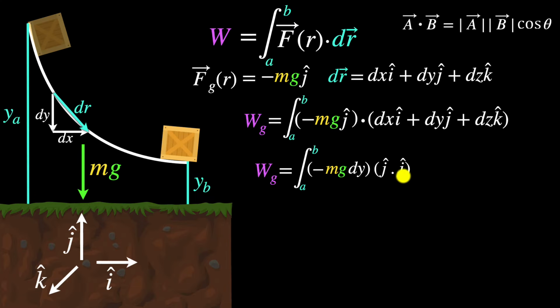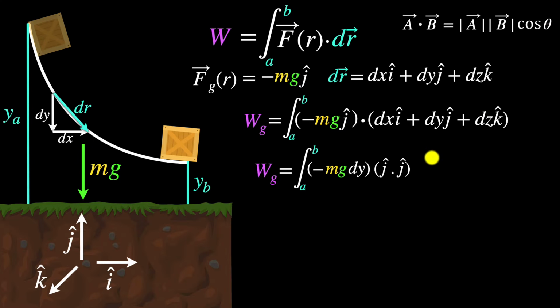What's j hat dot j hat? Well, it's the magnitude of j hat, which is just 1, because remember, j hat is a unit vector. Okay, by definition, its magnitude is 1, times the magnitude of the other j hat, which is again 1, times cos of the angle between the two. What's the angle between j hat and j hat? Well, it's the two same vectors, right? So the angle is 0.